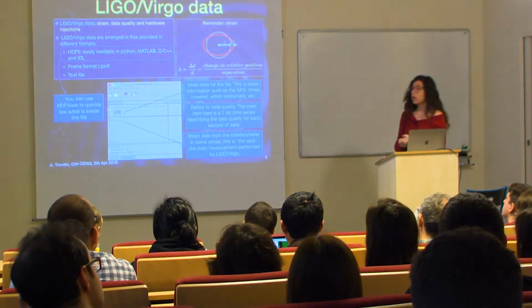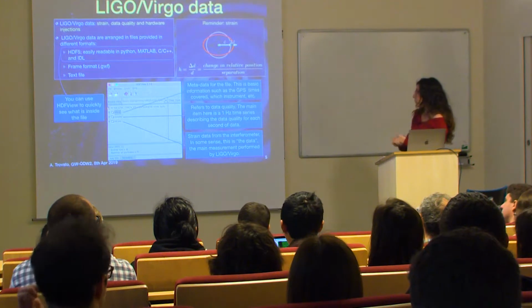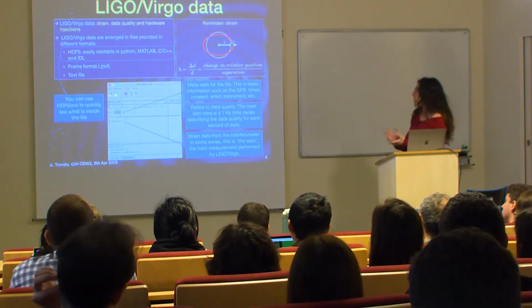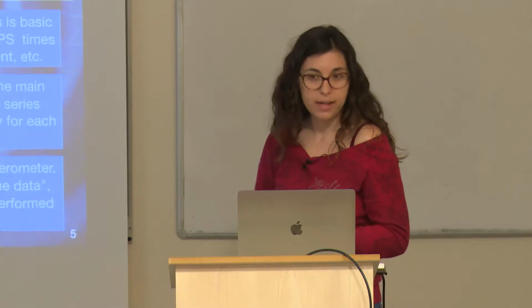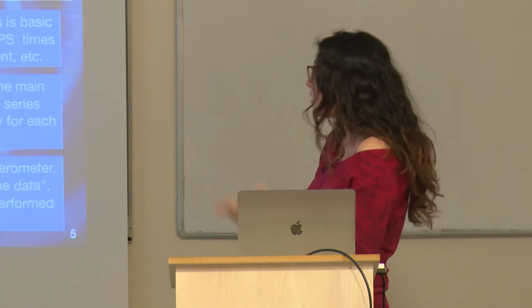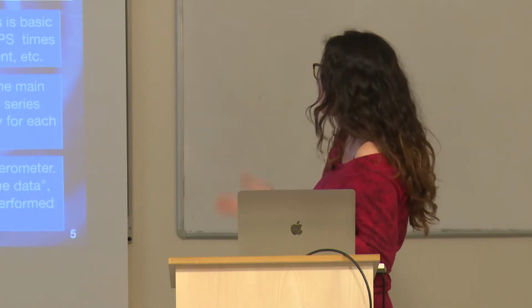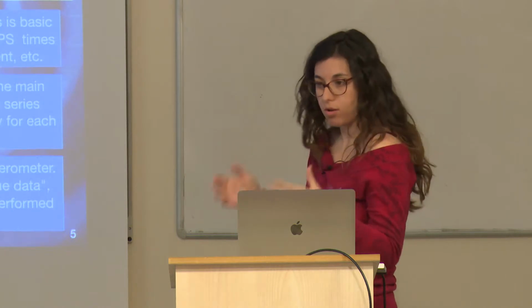If you open, for example, with a viewer, with, for example, HDFView, one of these files, what you will see is something like this. So you have three fields, meta, quality, and strain. Meta contains the metadata of the file. So you can imagine that it's important to know which is the detector that you are considering, which was the GPS time, and so on.